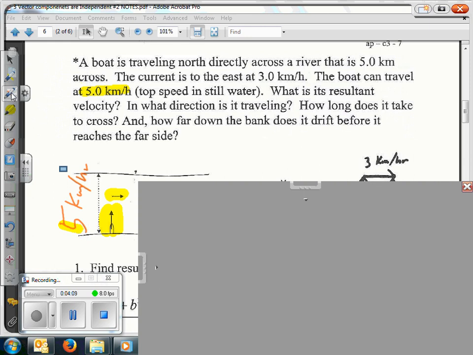Now, if we understand that this vector is independent from that vector, and the boat stays aimed in that direction, and it's 5 kilometers across, how much time do you think it's going to take to cross the river?